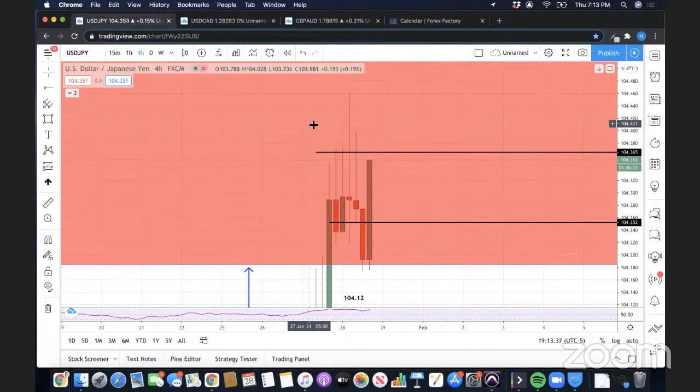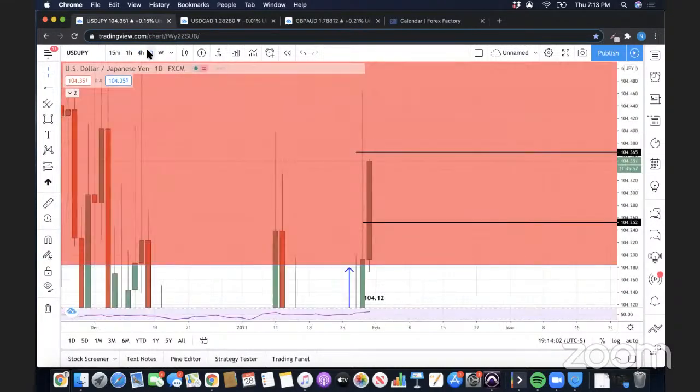Yeah. So I have trouble knowing when to get in for a retracement. So say there's a big momentum candle, when do you look into, all right, I'm playing this for the retrace? Okay.